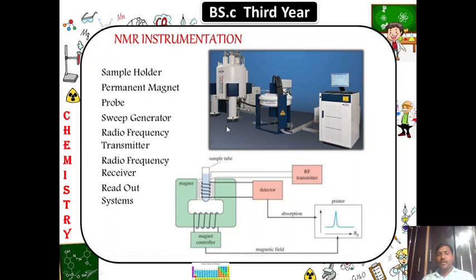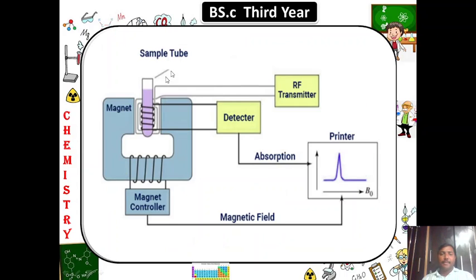This is actually a photo of an NMR spectrometer, which is also used for C13 spectroscopy. This is the sample tube, this is the magnet, this is the detector, this is the RF transmitter, this is the absorption, reflected into the printer. This is the magnetic field, how much magnetic field I apply, and this absorption overlaps that spectrum and makes the peaks there. And this is the magnetic controller.